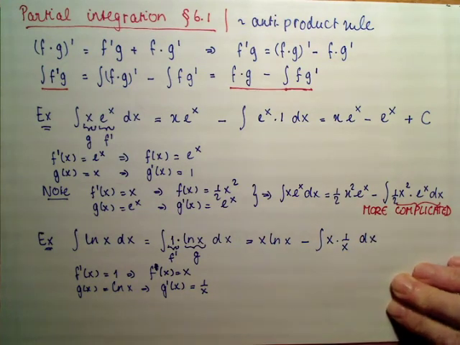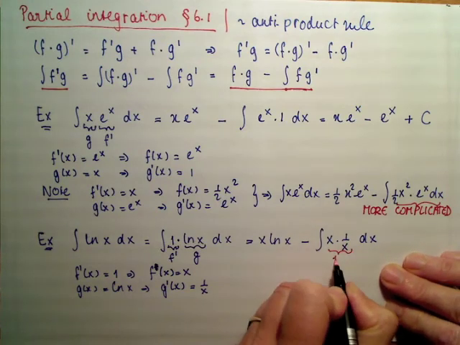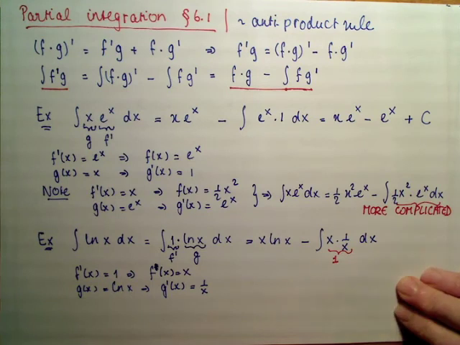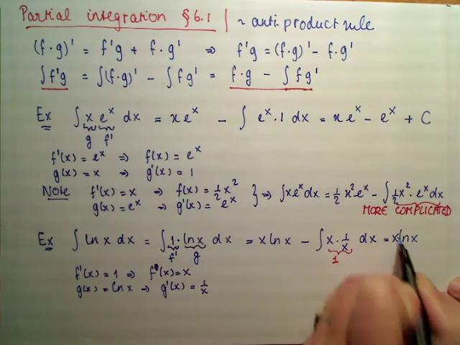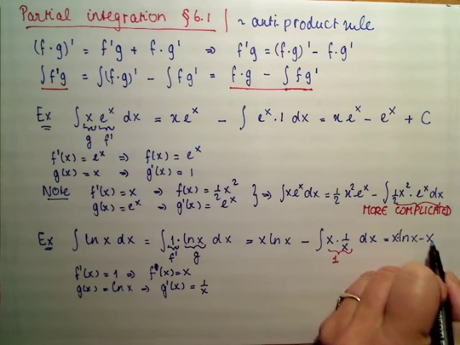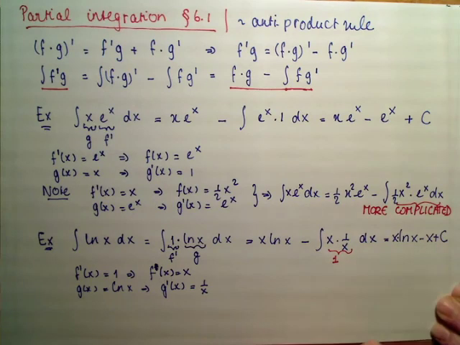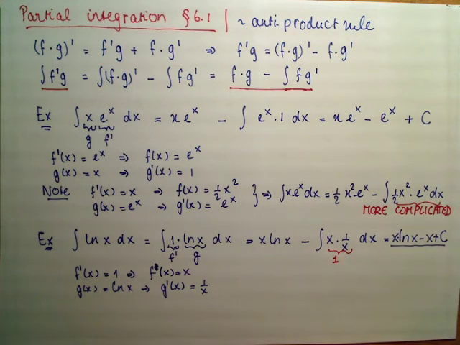Aha, but now we end up with a very nice simple integral, because x multiplied by 1 over x is equal to 1, and we know the primitive of that one, which is equal to x. So we end up with x multiplied by the natural logarithm of x minus x plus an arbitrary constant c. So this gives you our desired primitive.